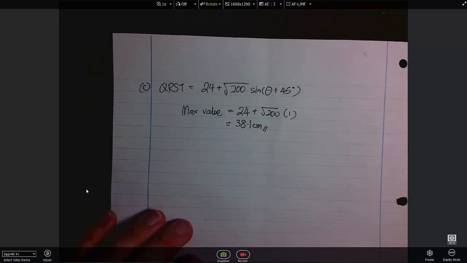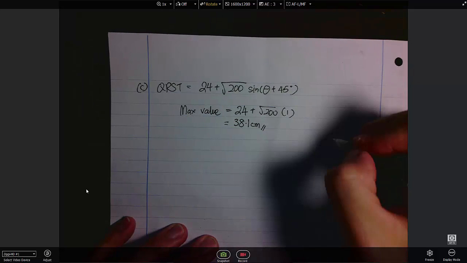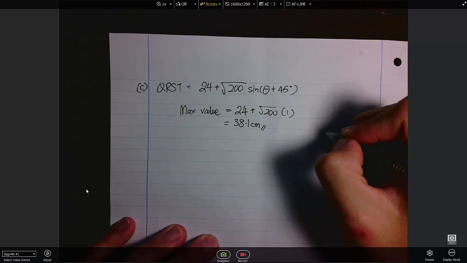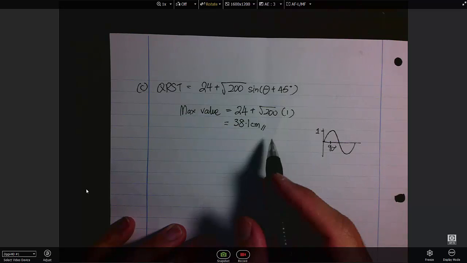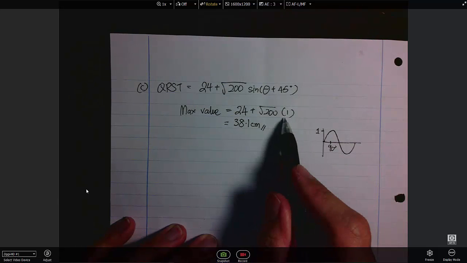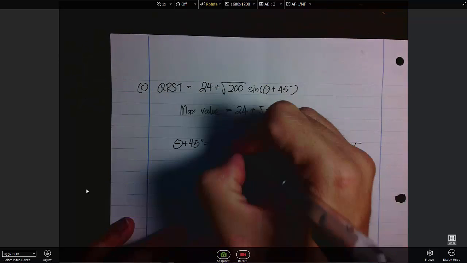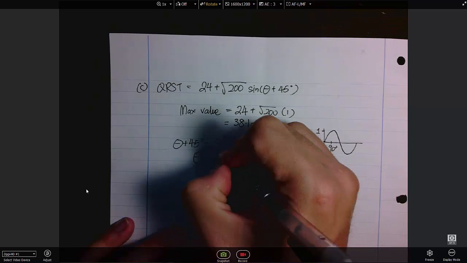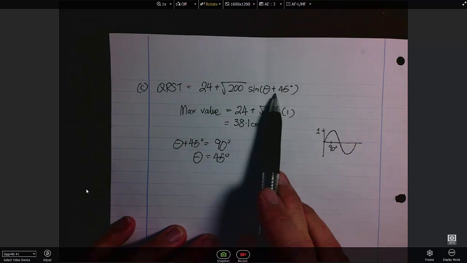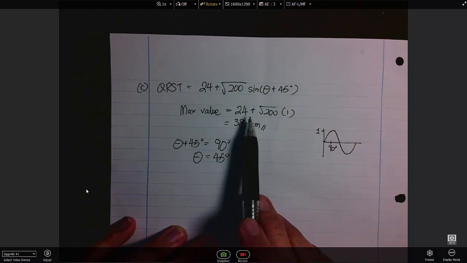Now the next question is this. What value of the angle will give you sine of 1? If you draw the graph, 90 degrees will give you the value of 1. So this whole bracket here must be equal to 90. I say theta plus 45 degrees is equal to 90 degrees. You just solve simply, it will be equal to 45 degrees. You check, if theta is 45, 45 plus 45 will give me 90. Sine 90 will give me 1 times root 200 plus 24.